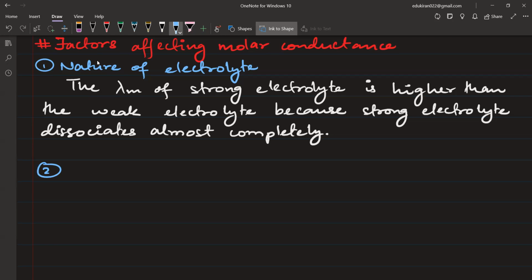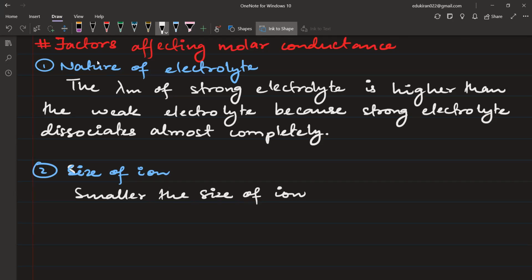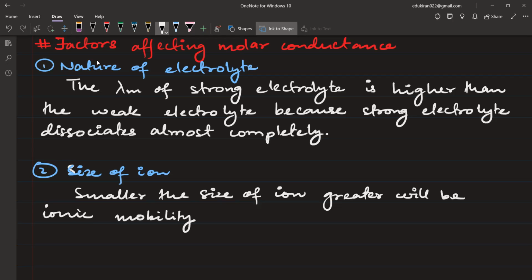And the second one, size of ion. Smaller the size of ion, greater will be ionic mobility and higher will be the molar conductance.